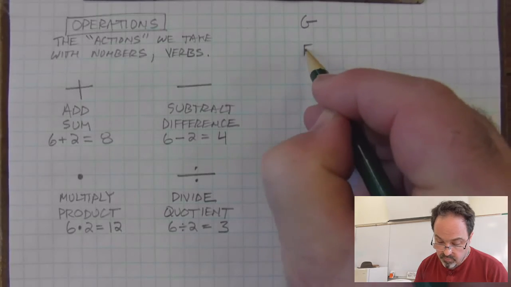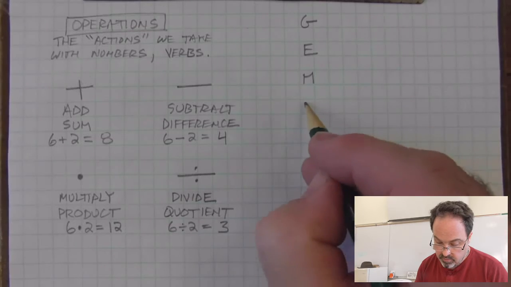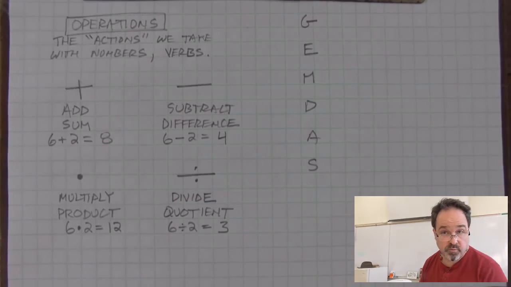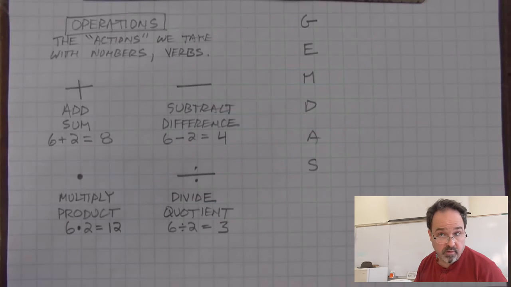We have a way of remembering the order in which we take these actions, in which we do these operations. If there's more than one operation in a math problem, we need to know which one we do first in order to produce the answer that everybody else that did the problem would get.